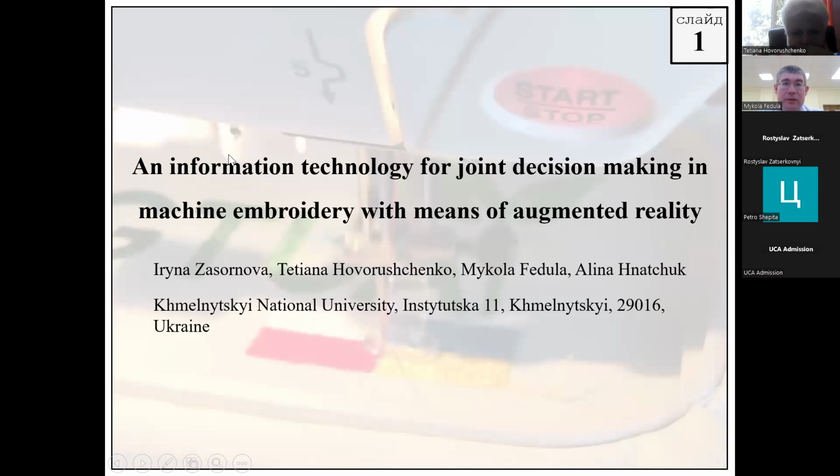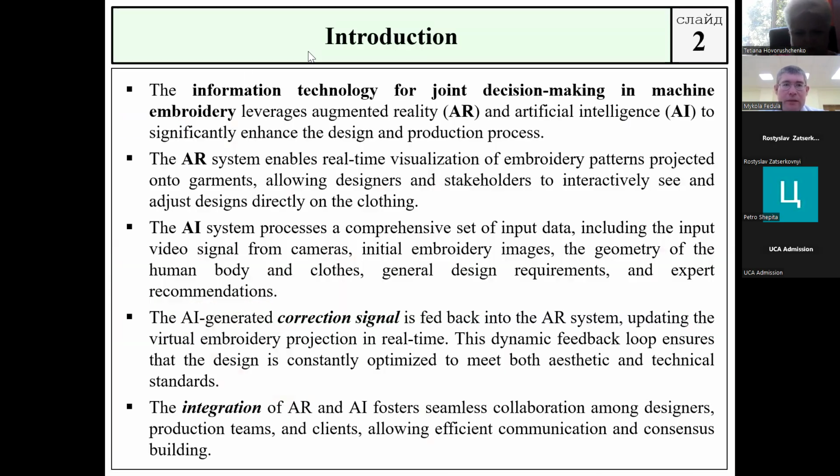Information technology for joint decision making in machine embroidery with means of augmented reality. This is our new work, which is at the connection of art and science. The information technology of joint decision making in machine embroidery leverages augmented reality and artificial intelligence to significantly enhance the design and production process.